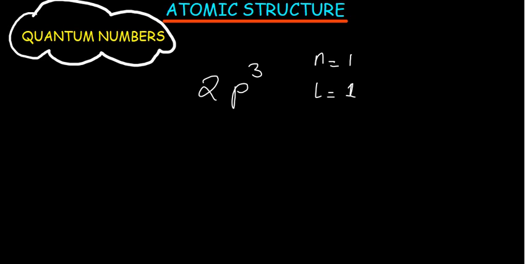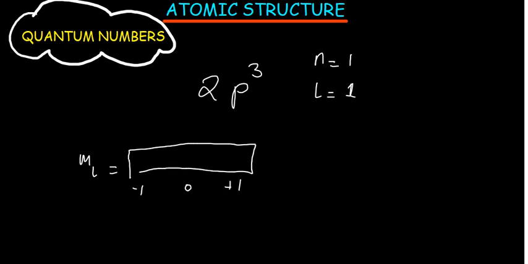Now for a p orbital, remember we said there are 3 suborbitals. How? Because L is equal to 1, meaning that ML is going to be negative 1, 0, and positive 1. So these are the orbitals. Since these all come from the p, we write them together and connect them like this.